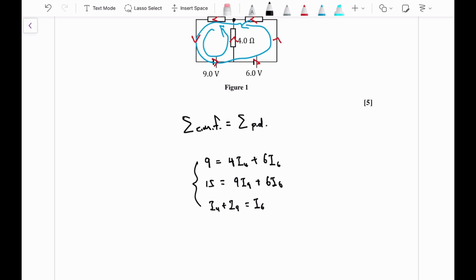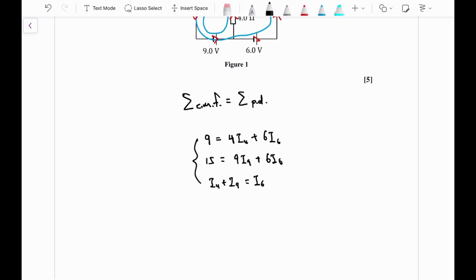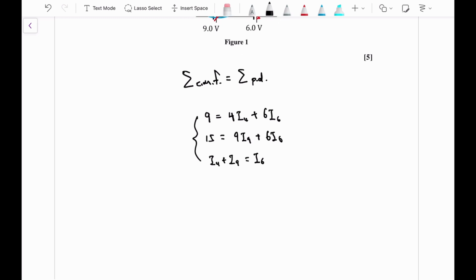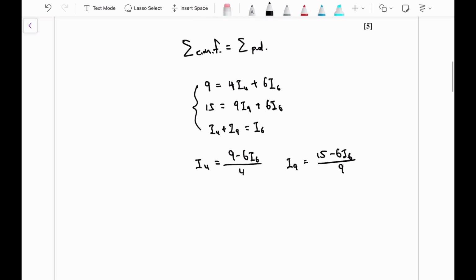Okay, so my idea is this: I'm going to utilize the last equation for the last step. So let's see from the first equation. From the first equation, I'm going to isolate I4. So I4 will be equal to 9 minus I over here over 4, and then from the second equation, I9 is equal to 15 minus 6I6 over 9. And we are going to substitute this into the third equation.